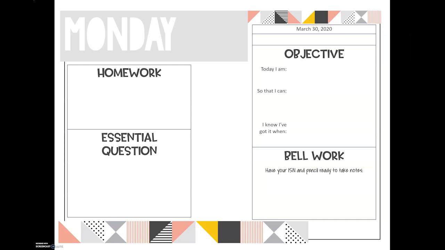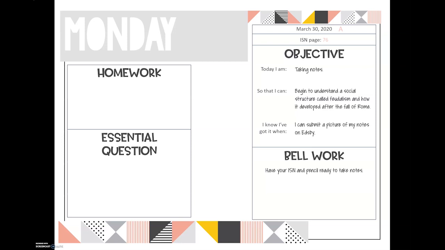Today is Monday, March 30th, 2020. Today is an A day. Today we are working on ISN page 76 in our notebook. And our objective is: today I am taking notes so that I can begin to understand a social structure called feudalism and how it developed after the fall of Rome. I know I've got it when I can submit a picture of my notes on Edsby.